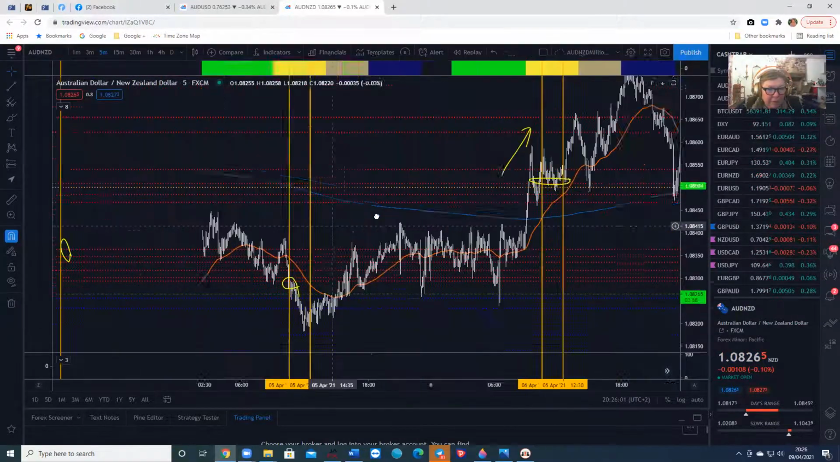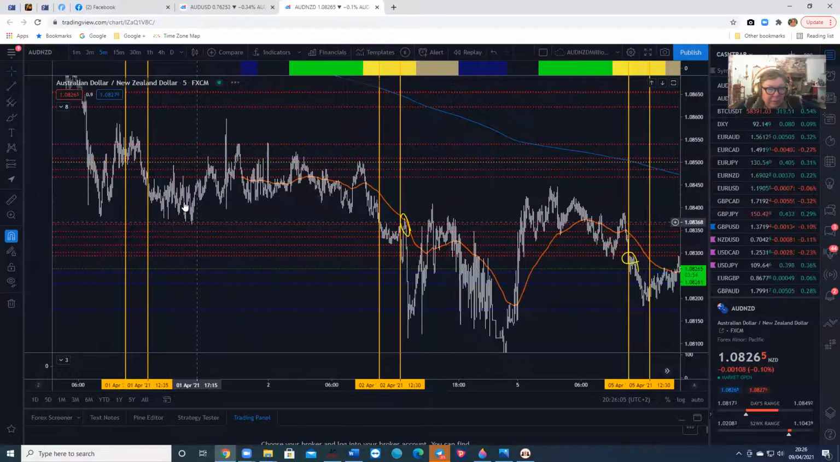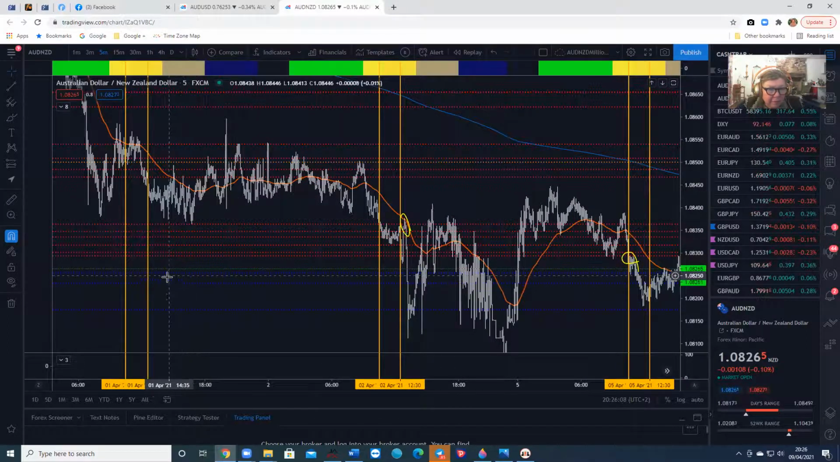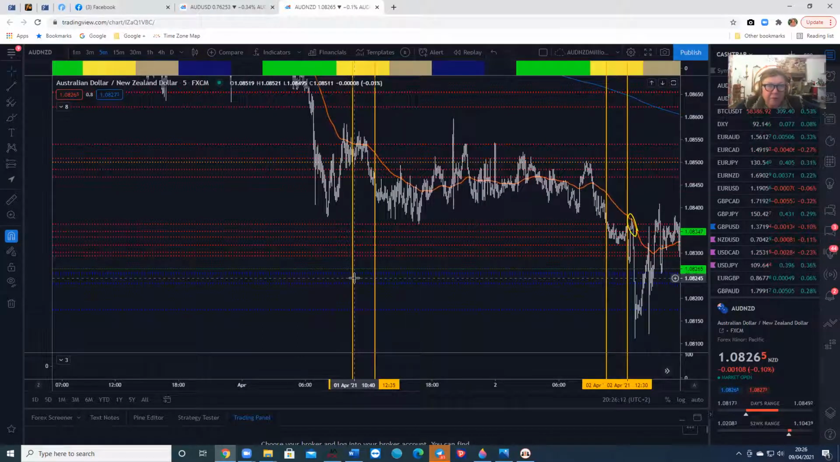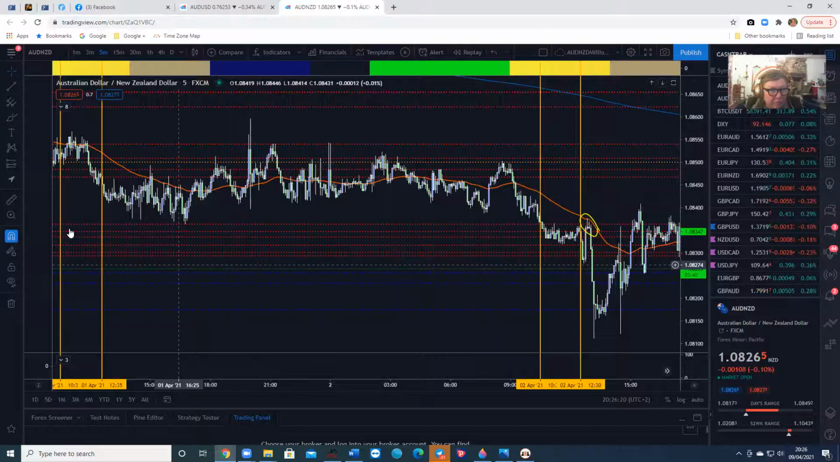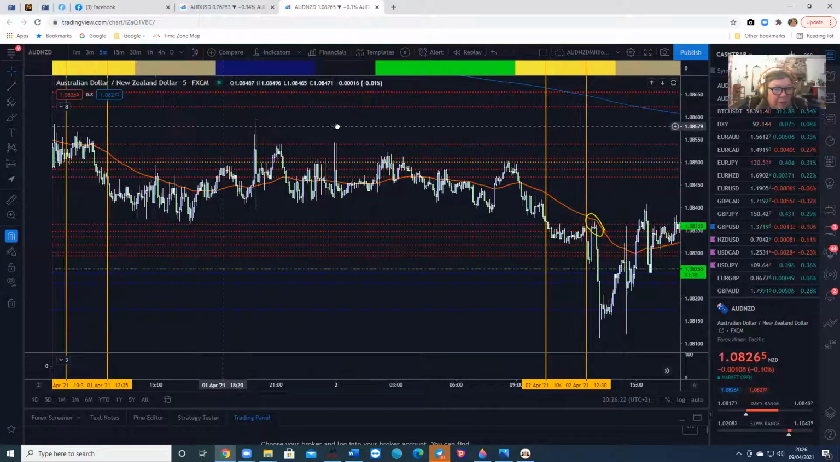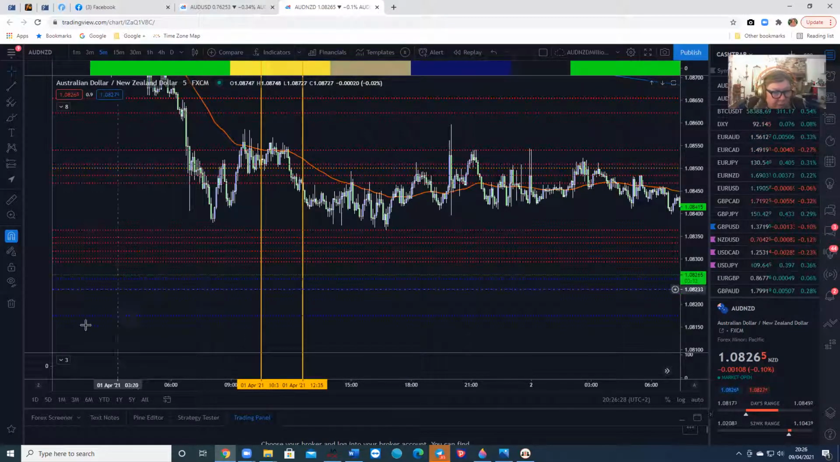So I'll try this next week. And I think that was my first one, 1st of April. So I'm going to stay on the 5-minute. I've just put the auto support on. I'll put divergence on.